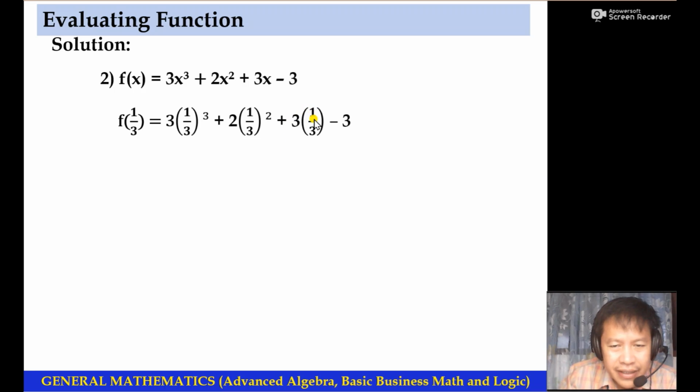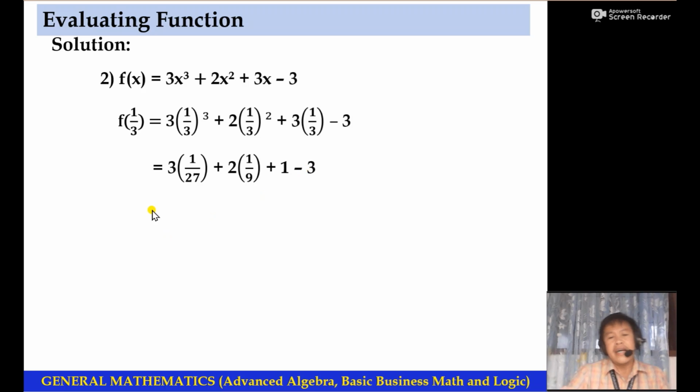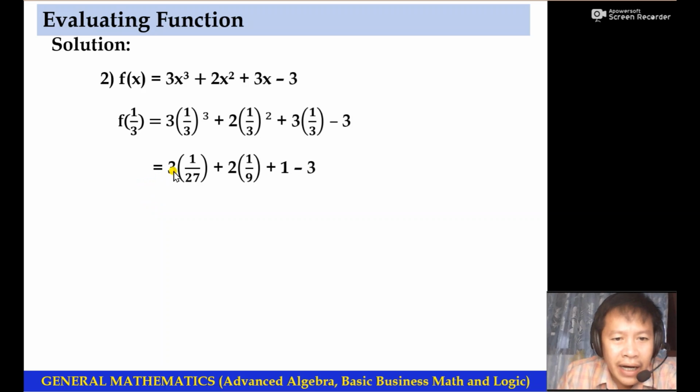And multiply this already. You can cancel. And the result is 1. Therefore, this is 3 times 1/27. This is it. Take note, 1/3 times 1/3 is 1/9. And this is 1 because this is cancelled out already. And copy negative 3 there. Bring it down.